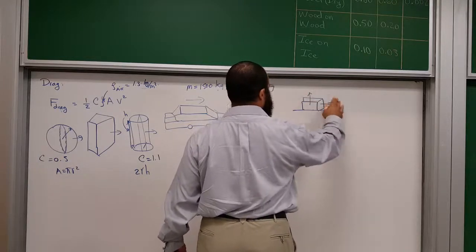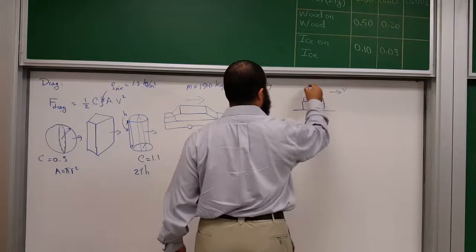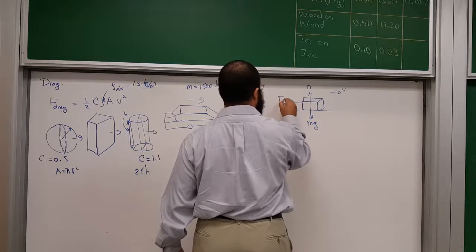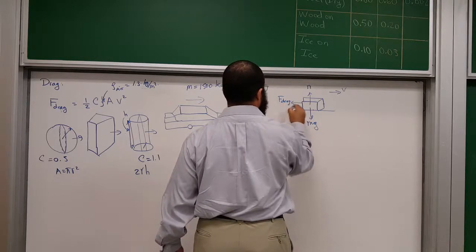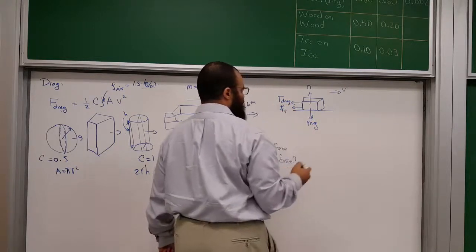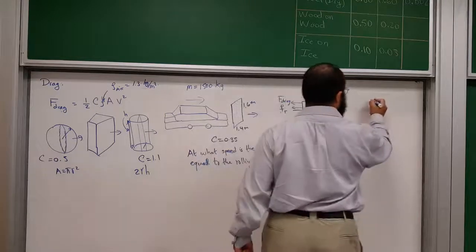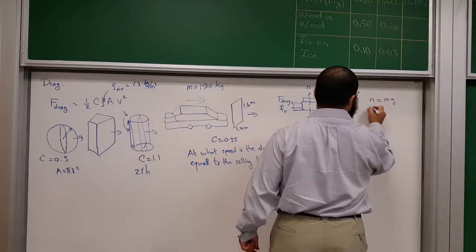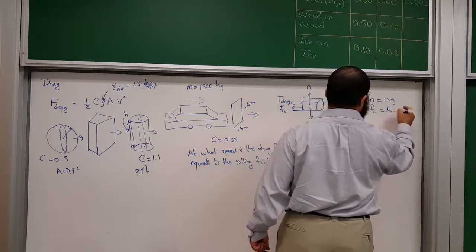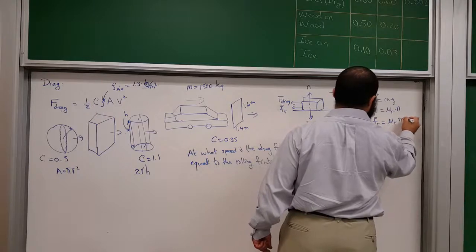The forces on it are, this is not a force, this is the motion, speed v. There is a normal force, there is mg, and then there is the force of drag, and then there is the force of rolling friction. In the y direction there is no motion, so the normal force is equal to mg. The rolling friction, Fr, is equal to mu r, the coefficient of rolling friction, times the normal force, so the rolling friction is mu r times m times g.